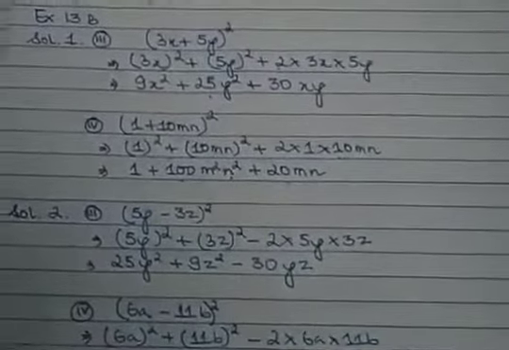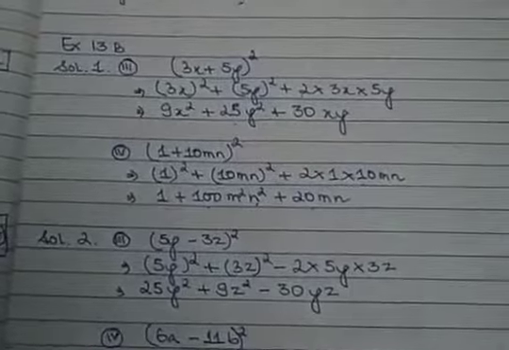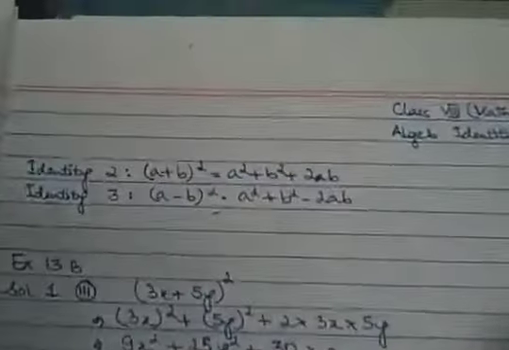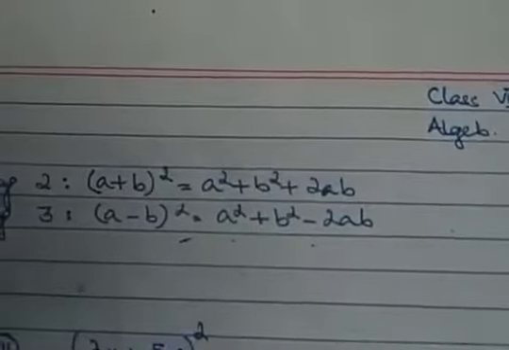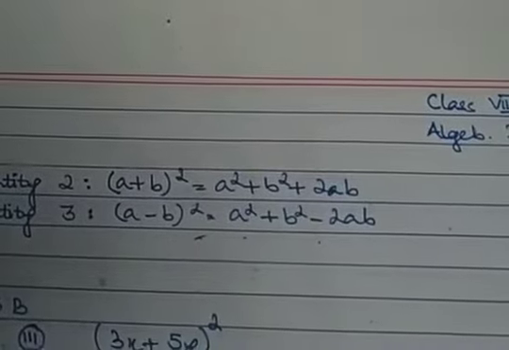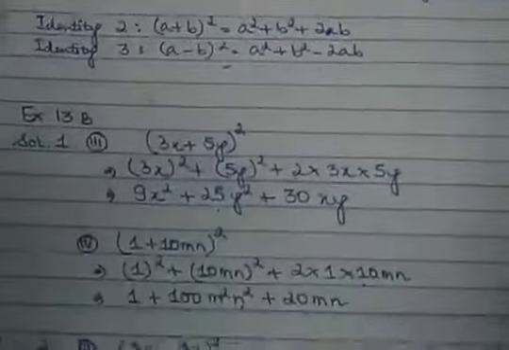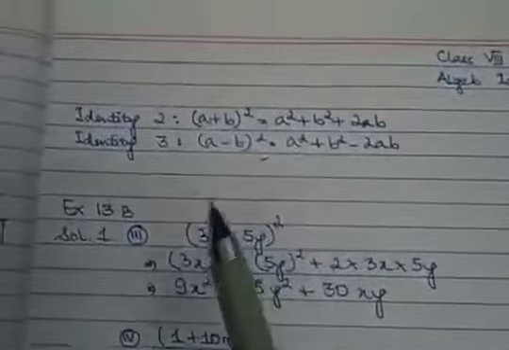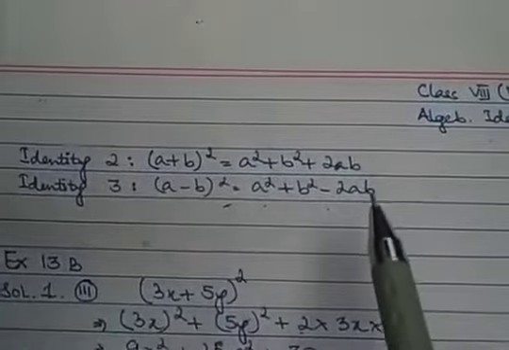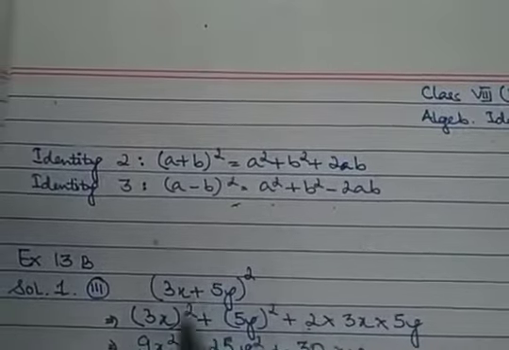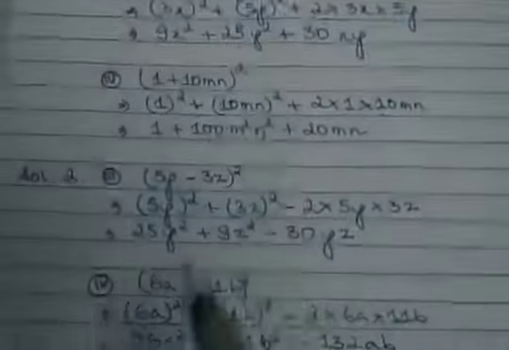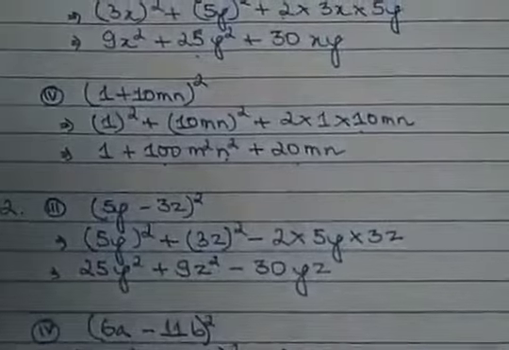Okay, the next identity was (a minus b) whole square. Remember, it was (a minus b) whole square. So (a minus b) whole square is a square plus b square minus 2ab, isn't it? But no need to take the sign of b. Remember that we don't need to take the sign of b. We haven't taken the sign of b in here. It's just the term b for minus. So that is the most important part in here.